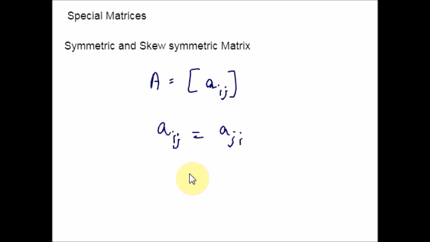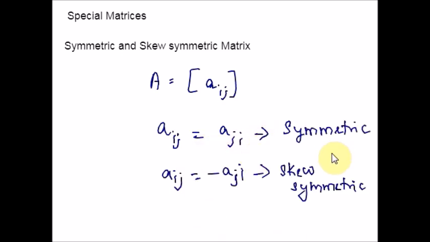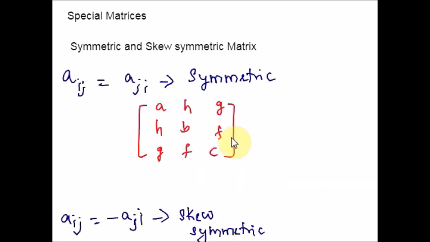Now let's see the other type, symmetric and skew symmetric matrix. This would be symmetric. Hope you understand the difference between symmetric and skew symmetric. Let me show you an example for both. Here is the example for symmetric matrix. Did you notice that the numbers are different in the diagonal, but these numbers are reflections of the other one, H, G, F. So this type of matrix is called symmetric.